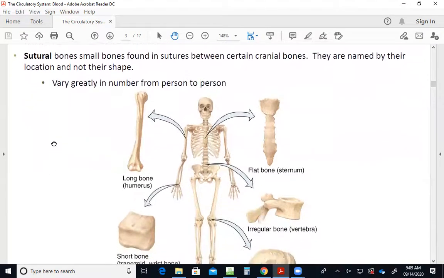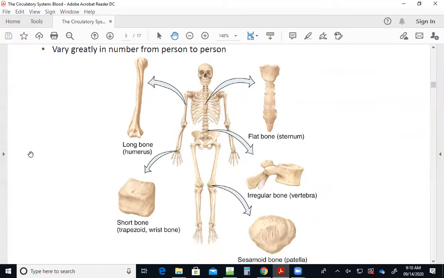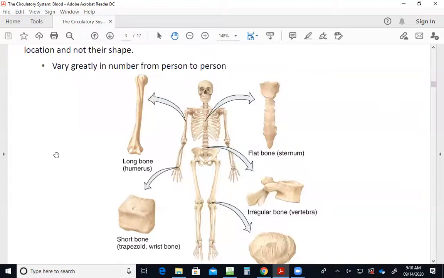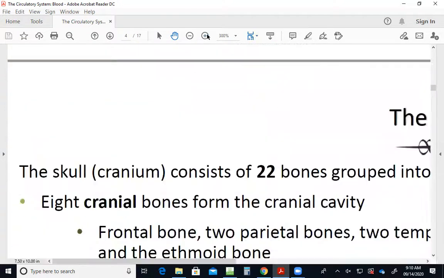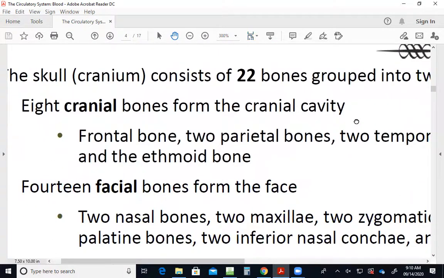And sutural bones are small bones that are found only in the skull within what we call sutures, which are the joints that hold our skull bones together and are named based on their location, not their shape, because sutures are not a shape, they're a structure. They vary greatly in number from person to person as well. So we all have quite a few bones, more than the 206, but we don't really worry too much about that. Figure at the bottom, just kind of showing you the comparison on the 5 types with the exception of sutural, which is not shown. Not an important image by any means. So don't worry about it.